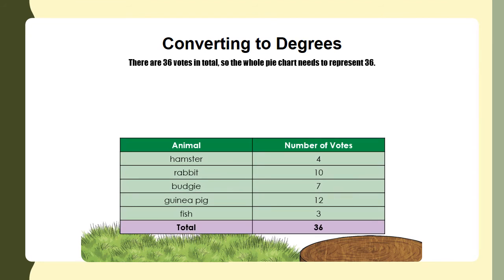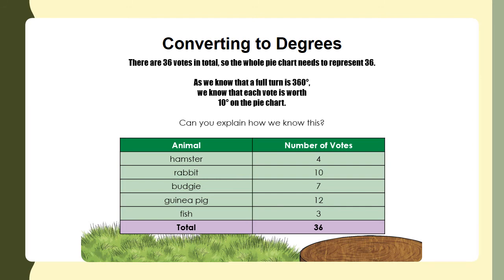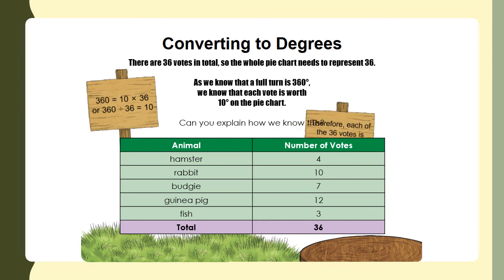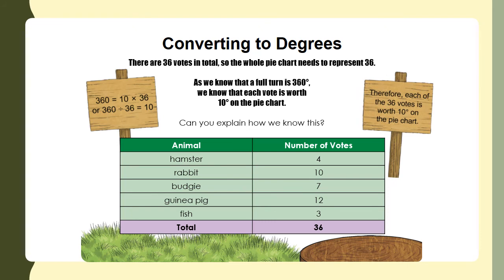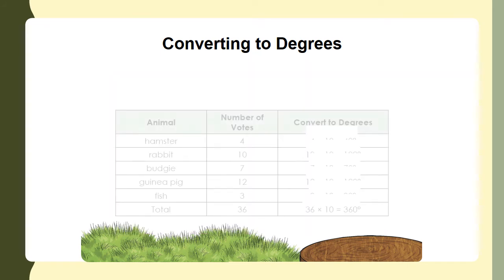So there are 36 votes in total. So the whole pie chart needs to represent 36. As we know, a full turn is 360 degrees. So we know that each vote is worth 10 degrees on a pie chart. Can we explain how we know this? Well, we know this because 360 divided by 36 would give us 10, or the inverse of 10 times 36 equals 360. Therefore, each of the 36 votes is worth 10 degrees on the chart.